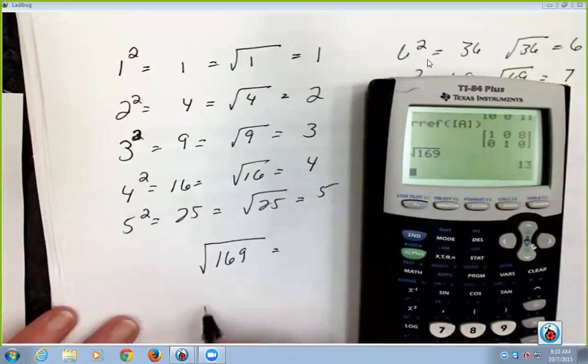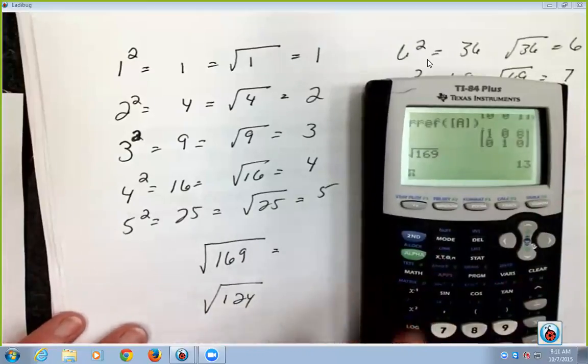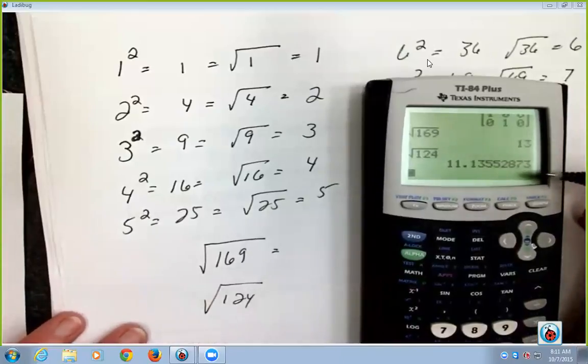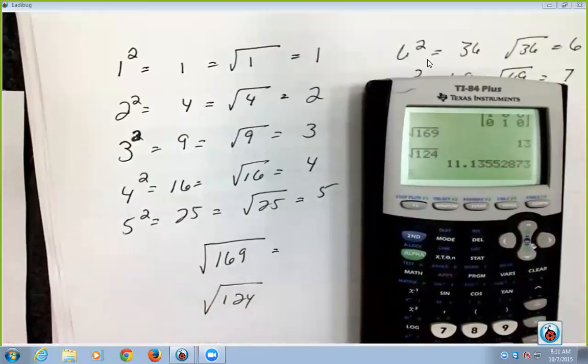But if you had something like the square root of 124, and you go second square root, put 124 in and hit enter, it comes out as a decimal answer. So I know it's not a perfect square. 124 is not a perfect square because I get a decimal representation there.